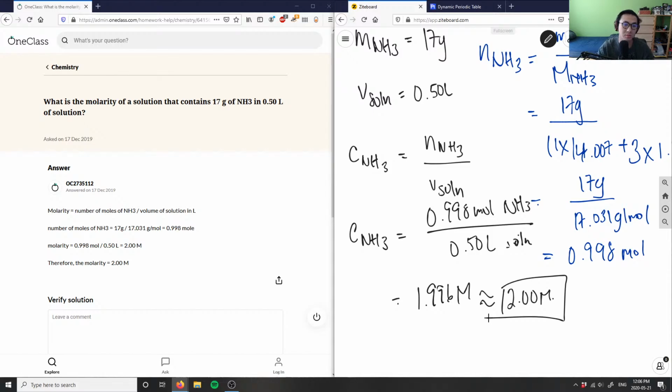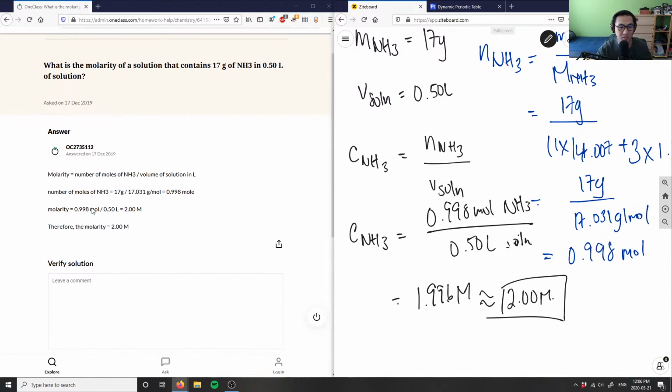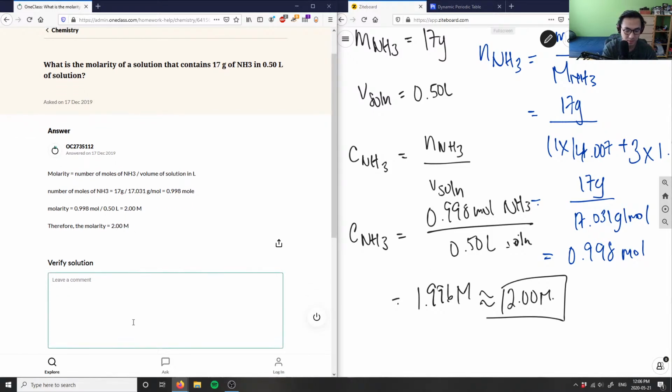And this is our correct solution. As you can see, this solution is correct because they got 2.00 as well. The solution is correct.